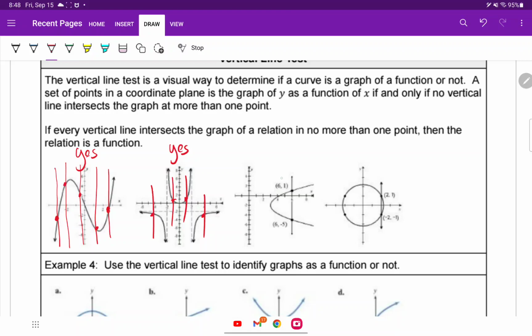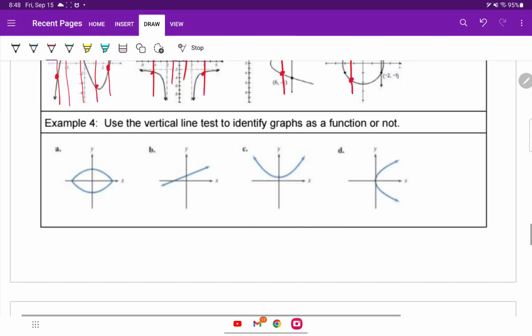This next one, you can do the vertical line test just one time. Boom, boom. It hits once and twice. That is not a function. And the last one, pretty straightforward. Draw a line through here. Boom. Hits twice. Not a function.